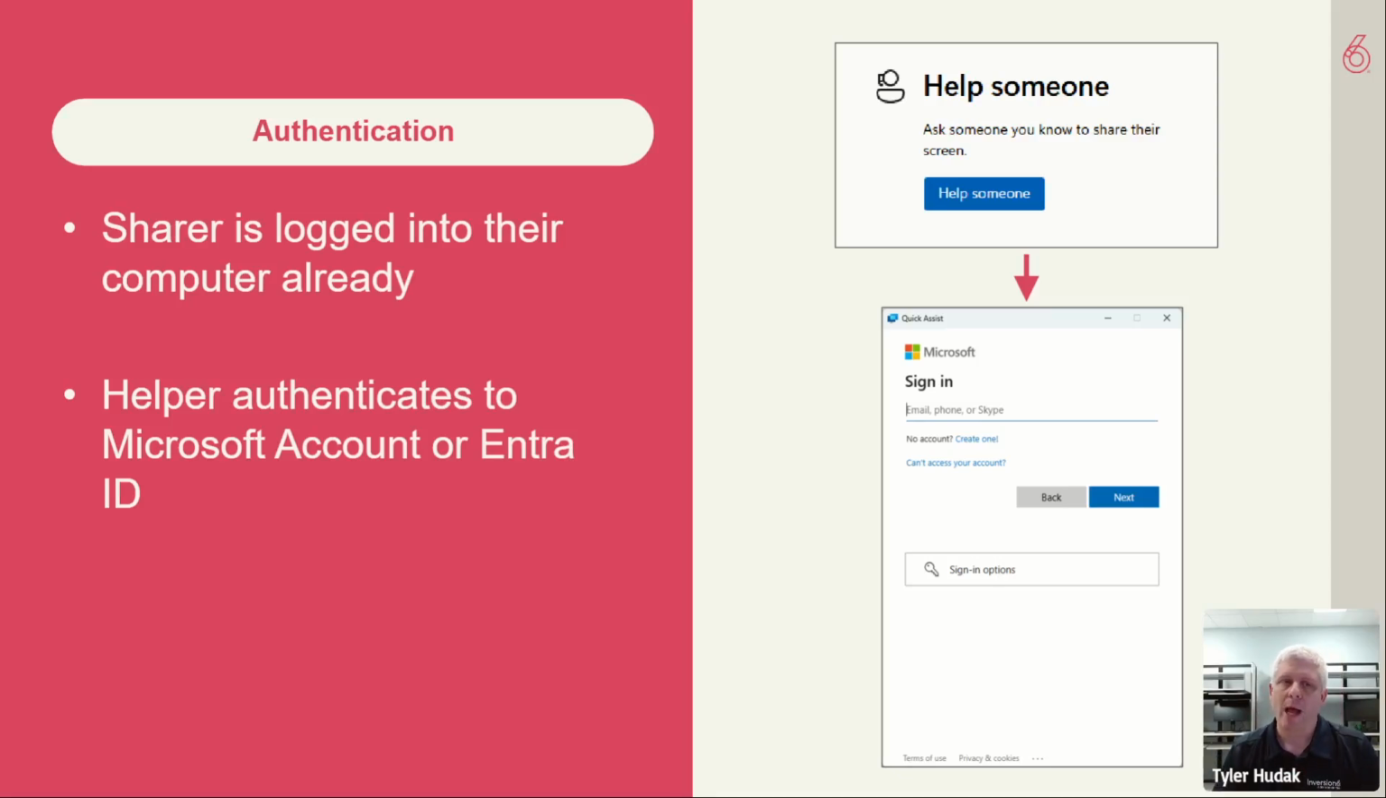However, the helper, in order to use Quick Assist, will actually authenticate to a Microsoft account or an Entra ID account. What you see on the right here are some screenshots that I took where, if I am the helper, I run Quick Assist, and I have this little prompt that I'm going to help someone. It then makes me log in to a Microsoft account or an Entra ID account. So there is some authentication taking place there. Whether or not we have access to that, we'll see in a little bit. But just note that no authentication is taking place on the sharer's system other than the sharer logging in whenever they initially logged in.